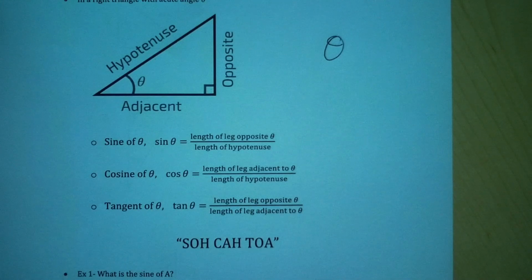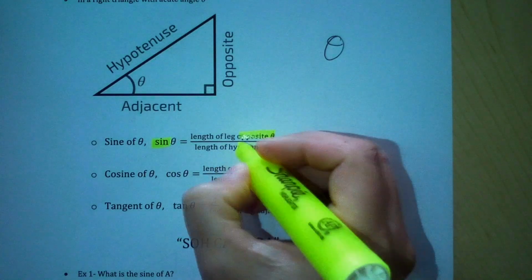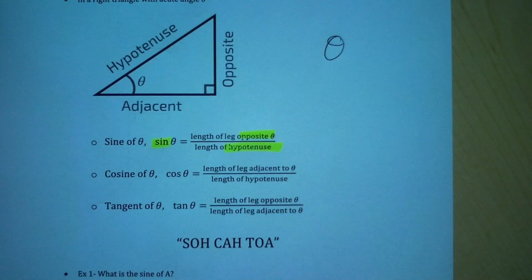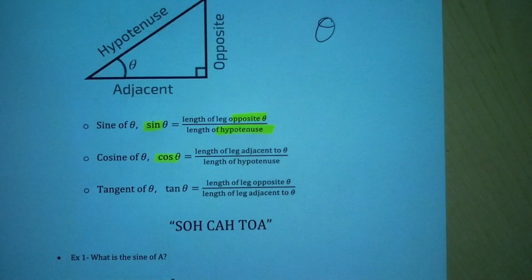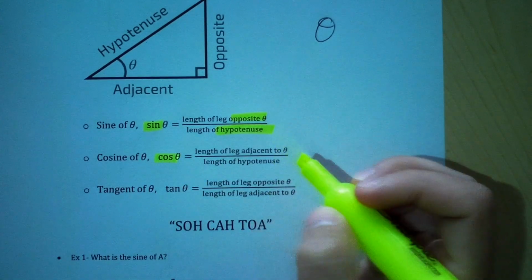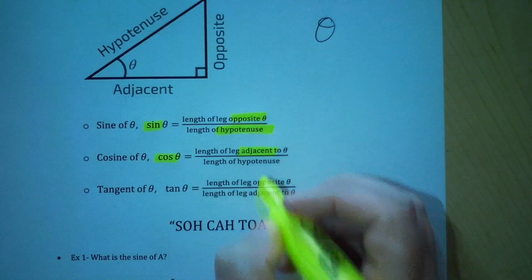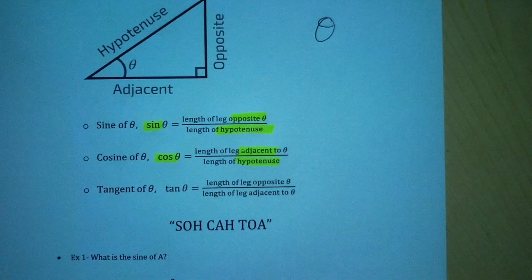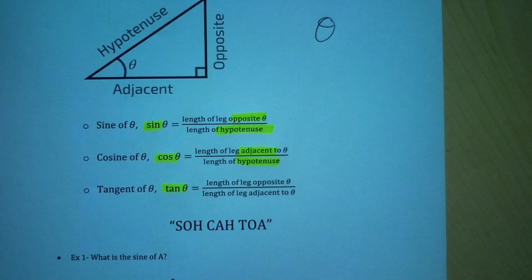For cosine, COS is the abbreviation. That is always the length of the adjacent leg, the one next to the angle, over the hypotenuse. And then for tangent, they use tan. Tangent is always the length of the leg opposite over the length of the leg adjacent, okay?